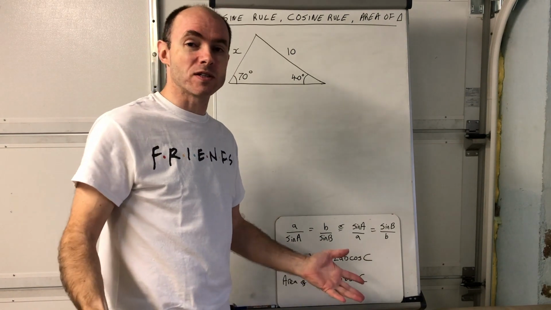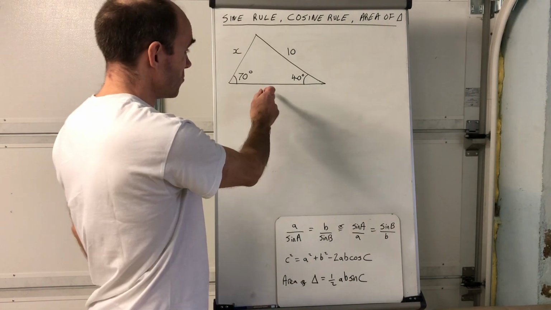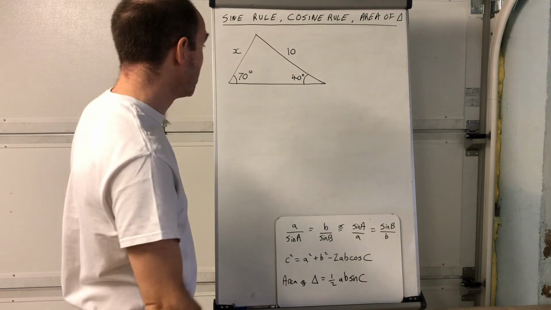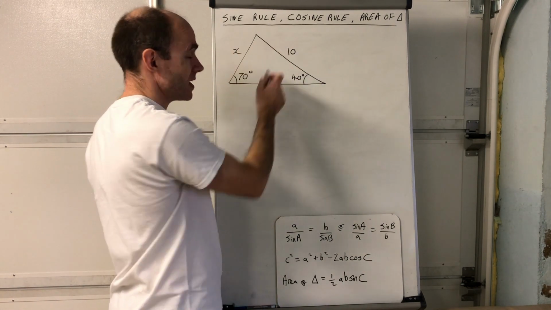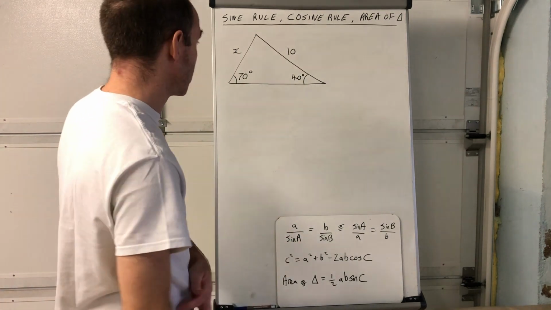So first of all, look at a sine rule example, okay? So they don't really come as simpler than that, okay? So you've got a triangle, 70 degrees, 40 degrees, x and 10, and you want to work out what the value of x is, okay?